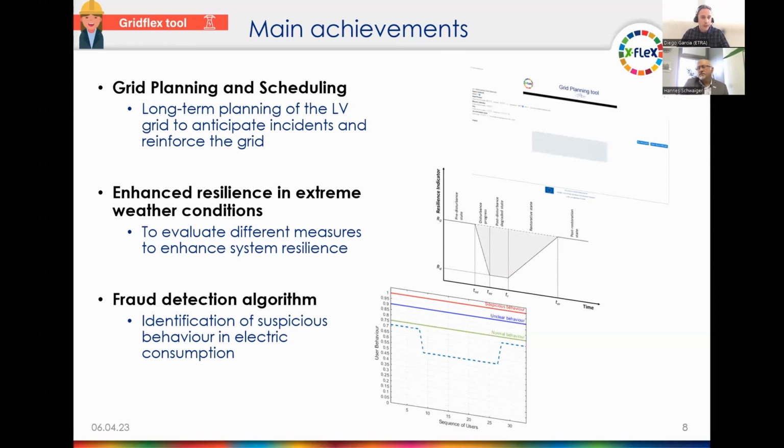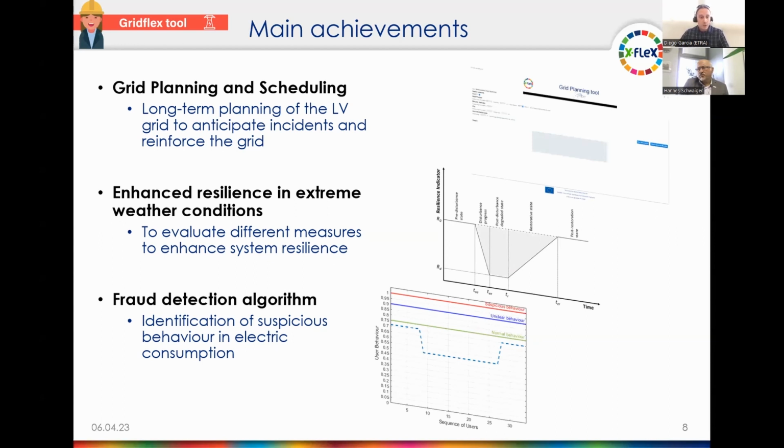We also have the enhanced resilience in extreme weather conditions, which evaluates different measures to enhance the system resilience with forecasted or potential extreme weather conditions such as snow, storms, and so on.